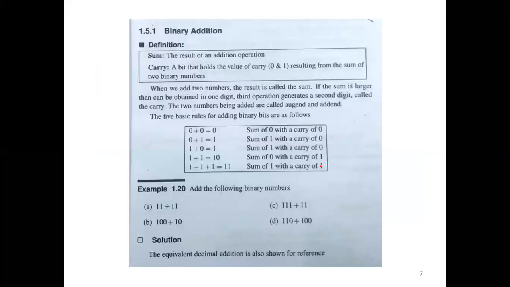First we will see binary addition. In the output we have two outputs, sum and carry. Sum is the result of an addition operation. Carry is a bit that holds the carry value, 0 or 1, resulting from the sum of two binary numbers. For example, adding 0 plus 0, the output is sum 0, carry 0. Adding 0 plus 1, sum is 1, carry is 0. Adding 1 plus 1 plus 1, the output will be 1 1, that means sum value 1, carry value 1. Like that, we are going to see.